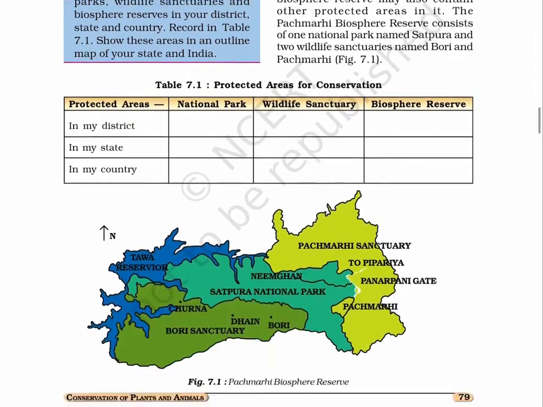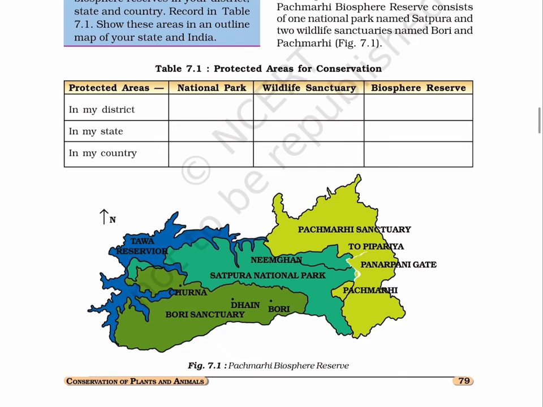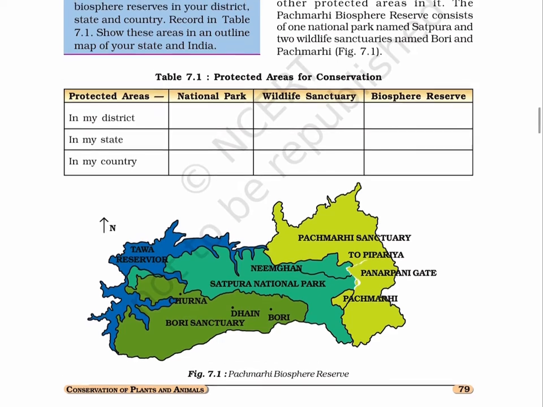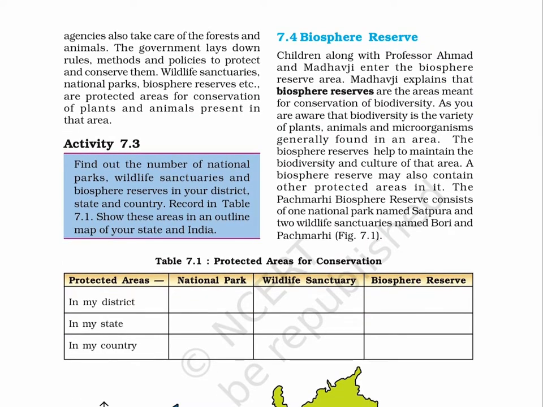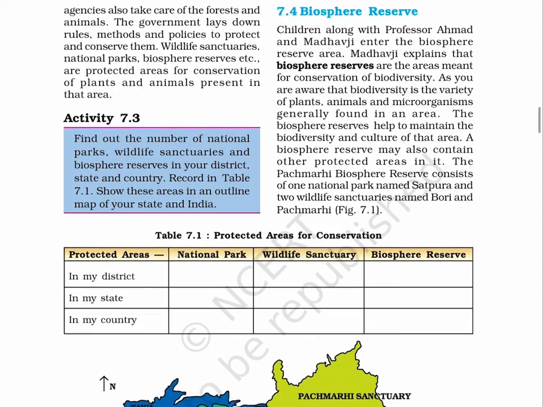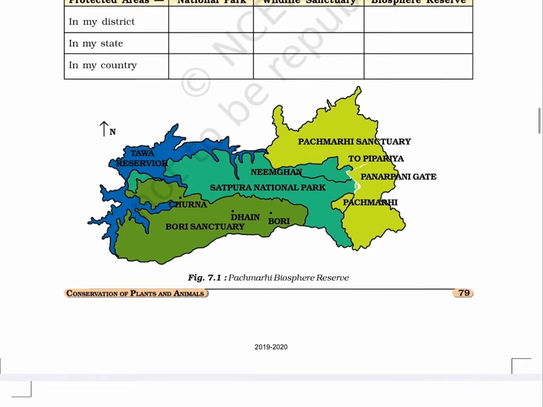Try to find out which national park, wildlife sanctuary, and biosphere reserve you have in your district, in your state, and in your country. Figure 7.1. Pachmarhi Biosphere Reserve. We have a small map which depicts the Pachmarhi Biosphere Reserve. In this, we can clearly see the area marked for Tawa Reservoir. Second, we can see the Bori Sanctuary. Then we can see the Satpura National Park. And we can also see the area clearly marked for Pachmarhi Sanctuary.